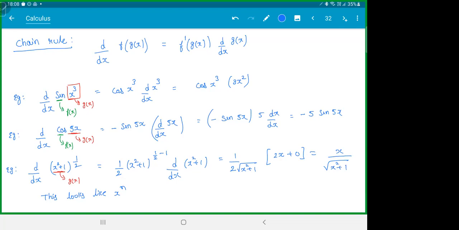Please have a look at these three examples. Ask me if you're confused, or anything that you're not clear with. We'll do more examples. So in differentiation, this is the final level.